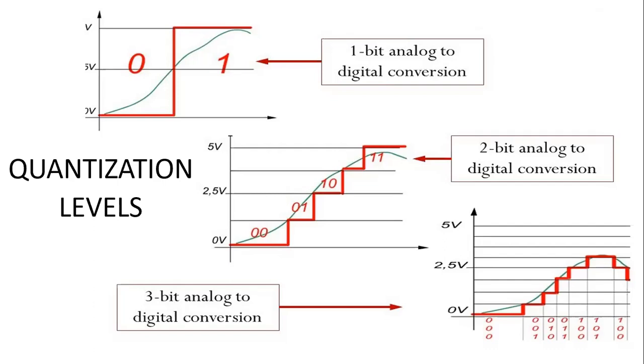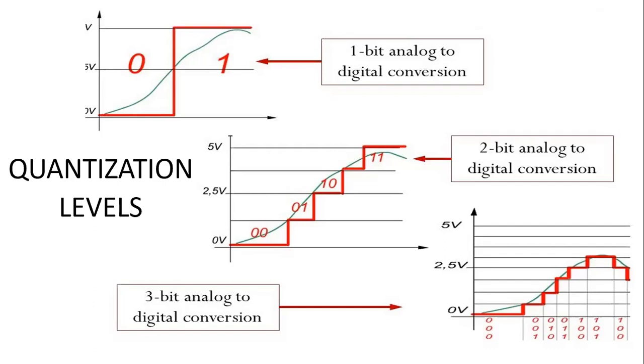So the same 1 centimeter is now divided into 0.5, 0.5, like that. That means it has become finer and smaller. So we say more levels have been added between 0 and 1 centimeter. That is what we call quantization level.